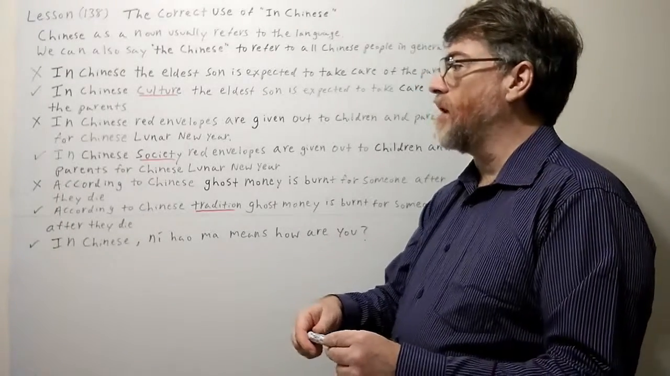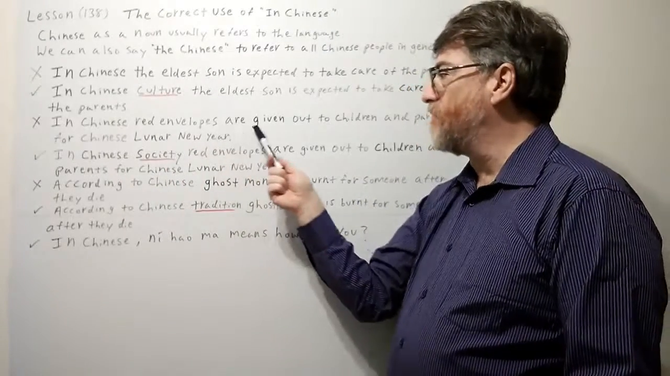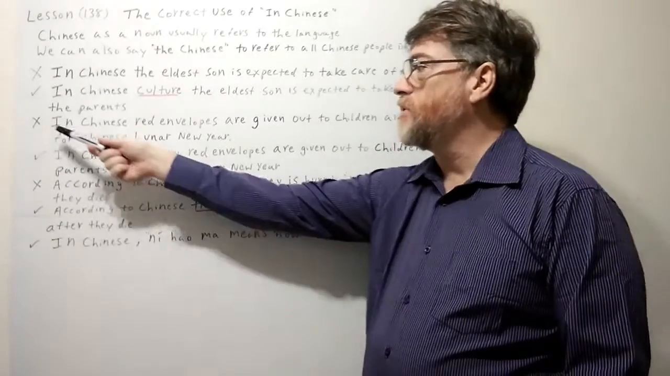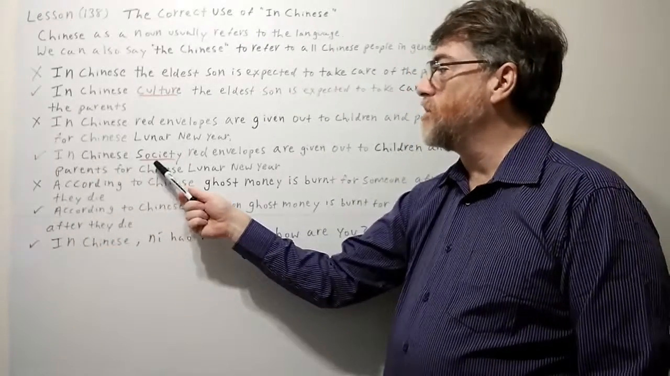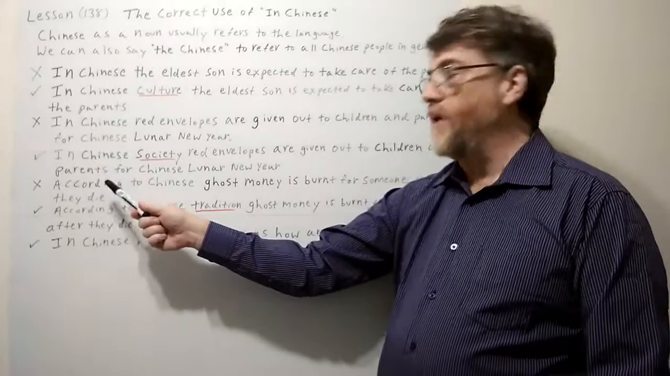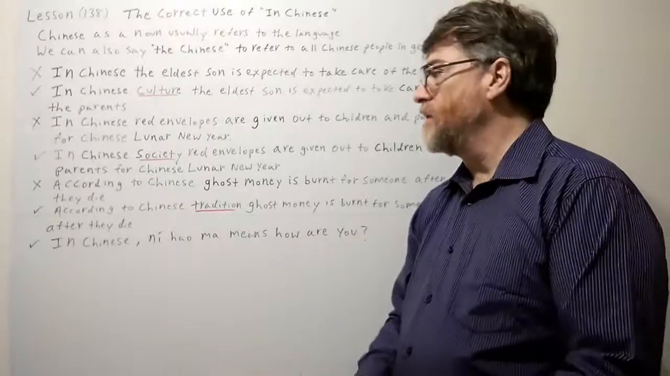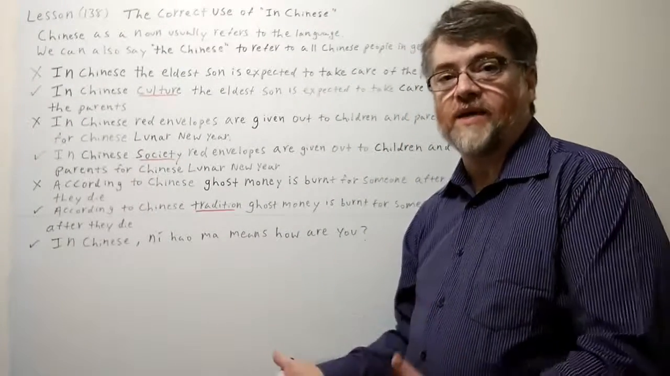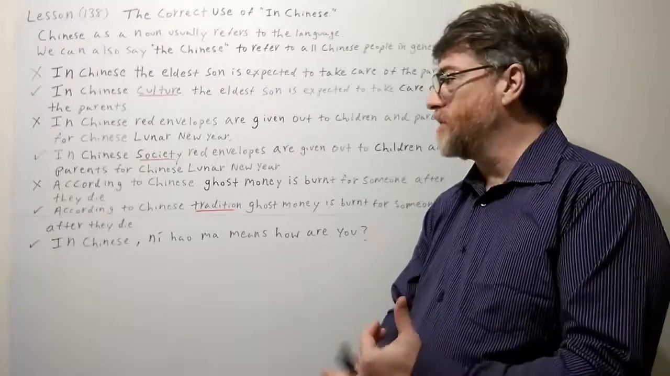Okay, let's look on. Here's the second one also. "In Chinese, red envelopes are given out to children and parents for Chinese Lunar New Year." So, of course, this is wrong with the X. Here with the check, this is correct. "In Chinese society, red envelopes are given out to children and parents for Chinese Lunar New Year." Okay, again, if you just say "in Chinese" here, it basically just means the language. You have to say, in these different situations, "in the culture," "in the society."